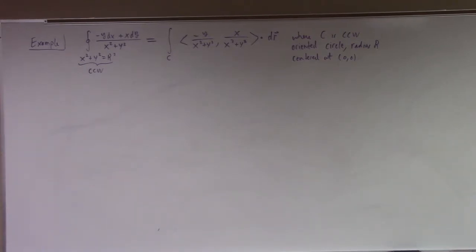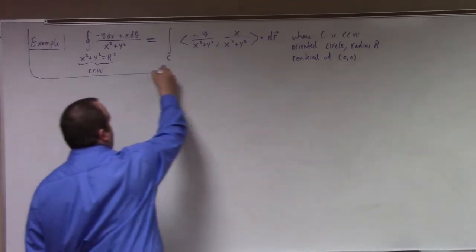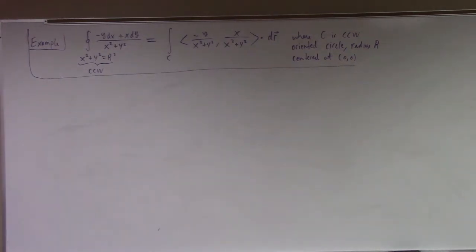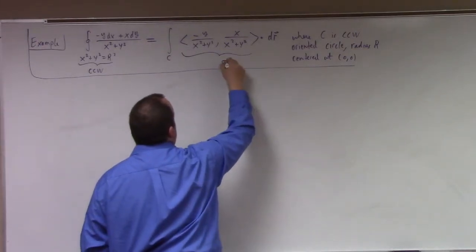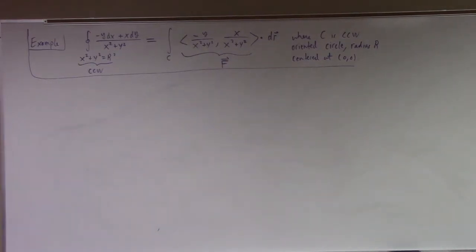So let's calculate this. And so if we calculate this, if this integral is non-zero, what does that mean? What can you tell me about this vector field F? I'm going to call this thing F. It's not conservative, right? Because it has an integral around a loop which is non-zero. So let's work it out. Another example.